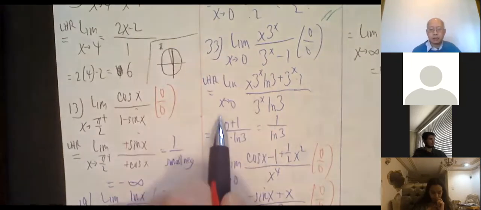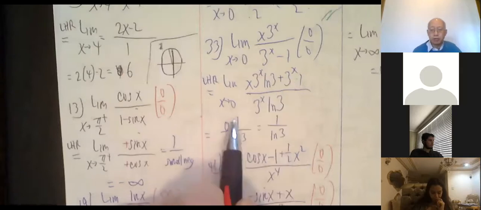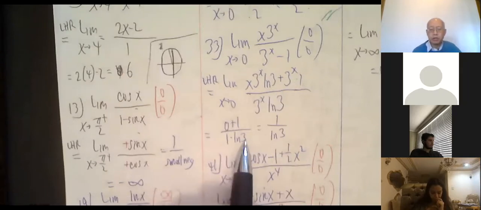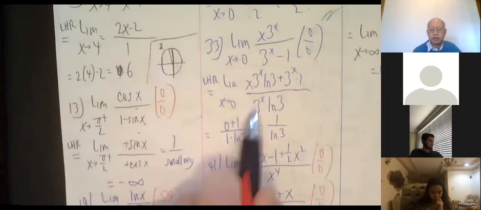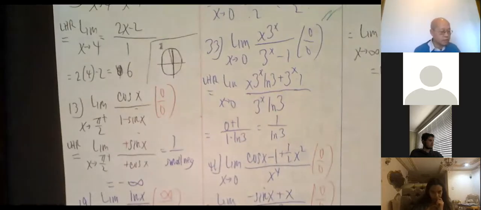Okay, now I plug in 0. 0 times all that is 0, plus 1. So the numerator is 1. Put a 0 there. That's 3 to the 0, which is 1, times ln 3. So 1 over ln 3 is my answer.